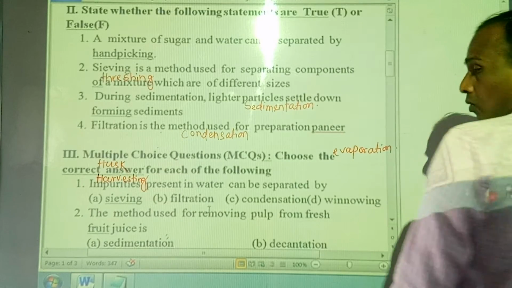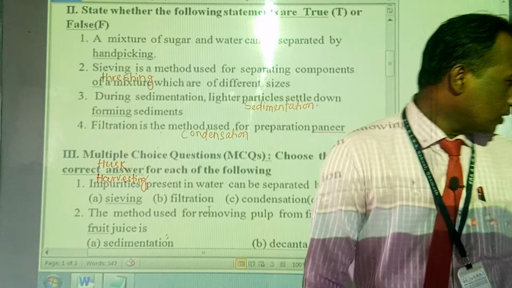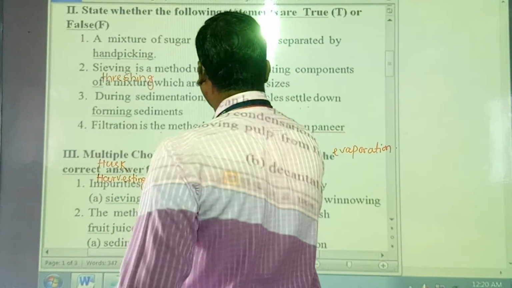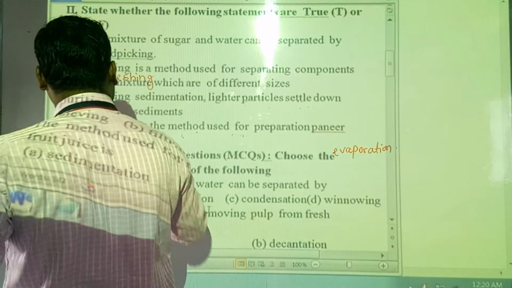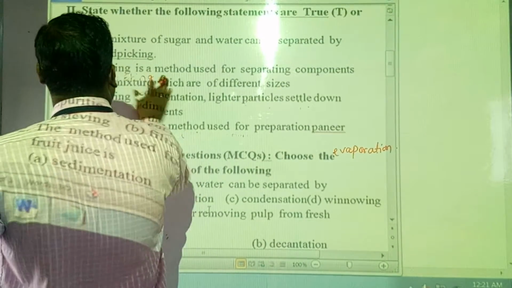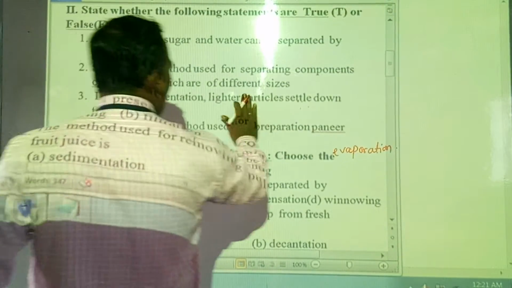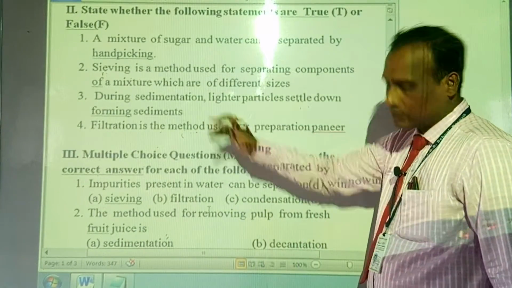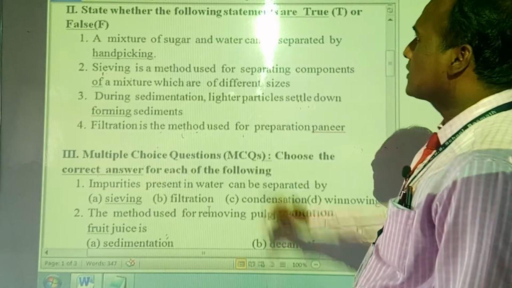We'll observe what true false questions are. Now we have to find out all the true false questions. So look at the students here, we'll see what true false questions are and how we can identify them. So first question, you read carefully.